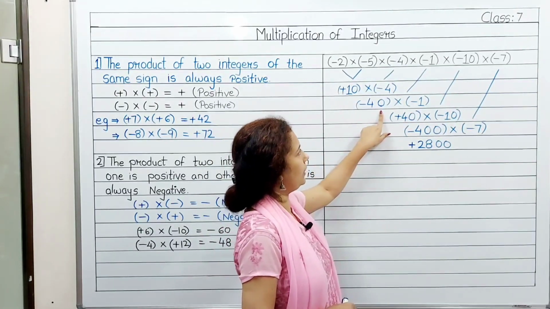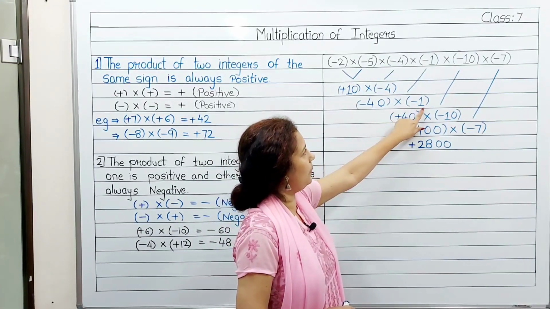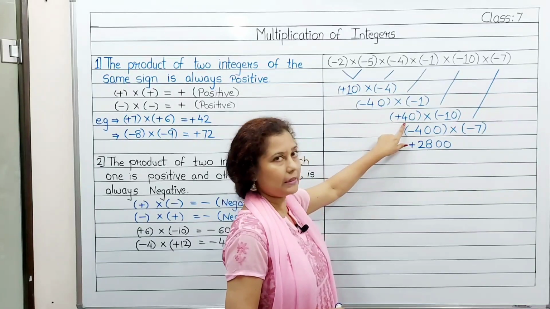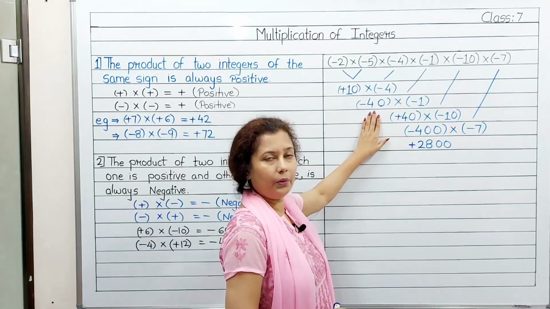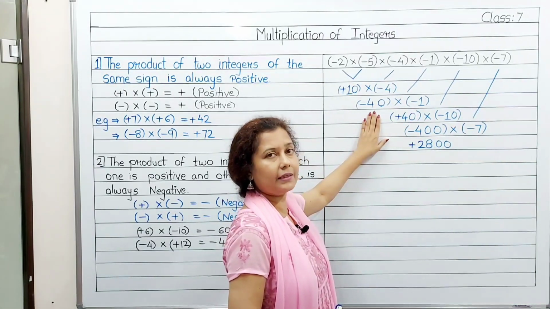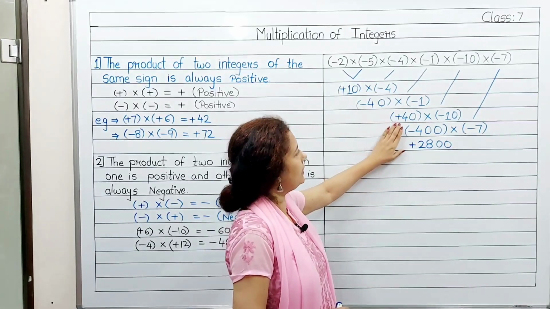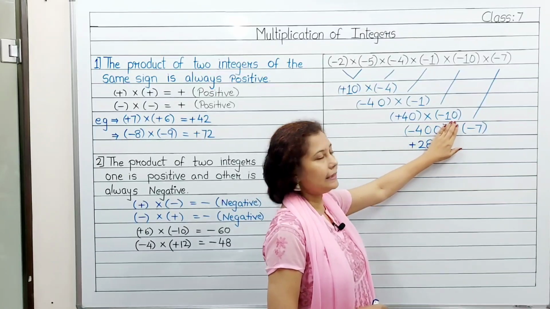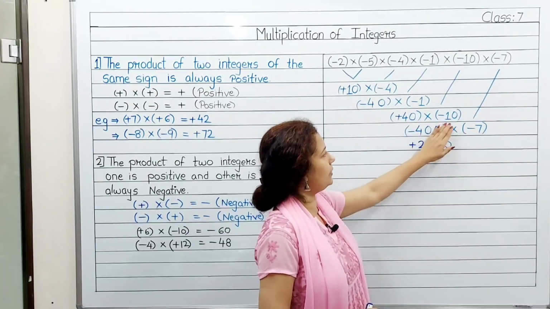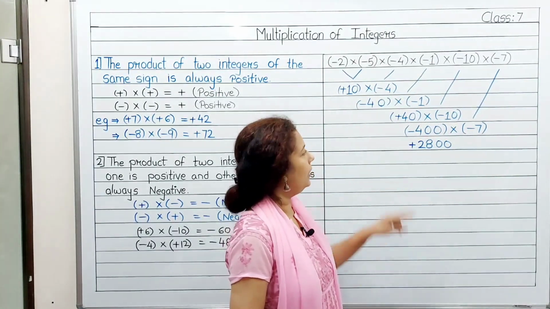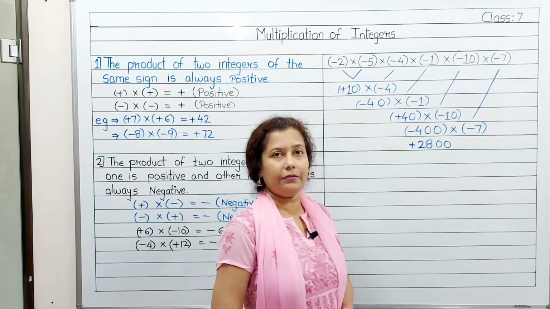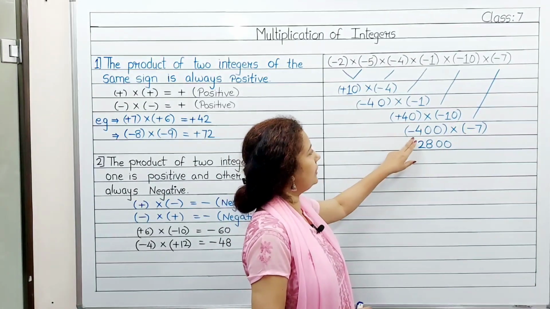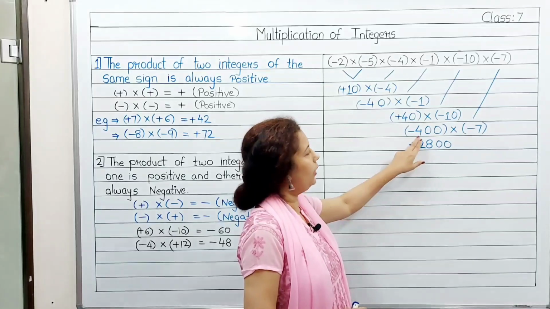So here minus 40 into minus 1. 40 into 1 is 40. Both the integers are negative, that is, having the same sign, so the result will be positive. Plus 40 into minus 10. 40 into 10 is 400. Both the integers are having different signs, so here the result will be negative.